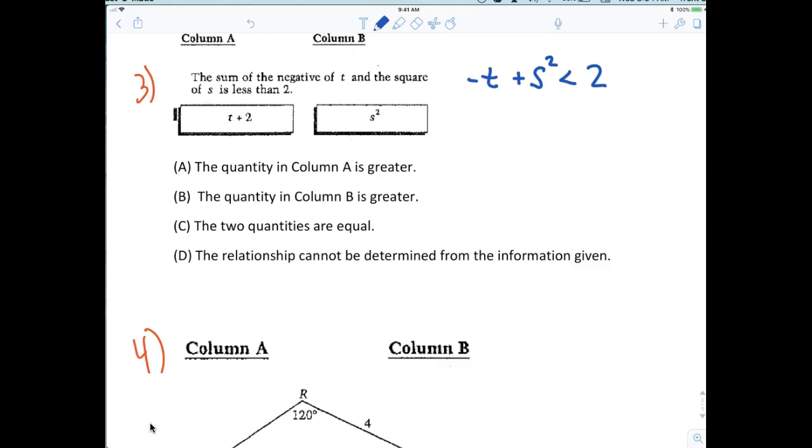The sum of the negative of t and the square of s is less than 2. All right? Now, what am I comparing down here? Is everybody with me on this? It's almost correct, except I have a negative t. So what do you think I'm going to do with that negative t? I'm going to move it over. And when I move it over, it becomes a what? Becomes a plus t.